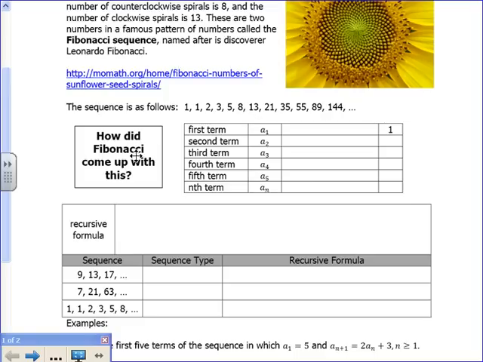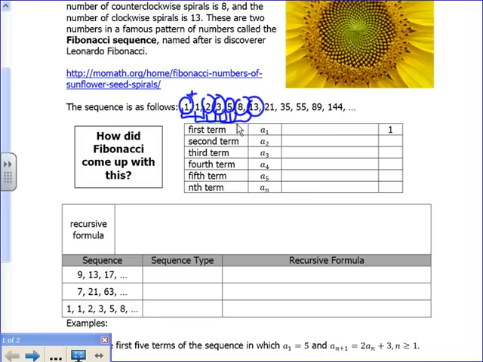So how did Fibonacci come up with this? Take a minute to figure this out. What is the pattern here? What's going on? This one's pretty hard to see, but what you can see is that the first term is a 1, and then if you take the first two terms and add them together, you get the third term. Take the next two terms, add them together, you get the next term. 2 and 3 make 5. 3 and 5 make 8. 5 and 8 make 13. That simply is known as the Fibonacci sequence.